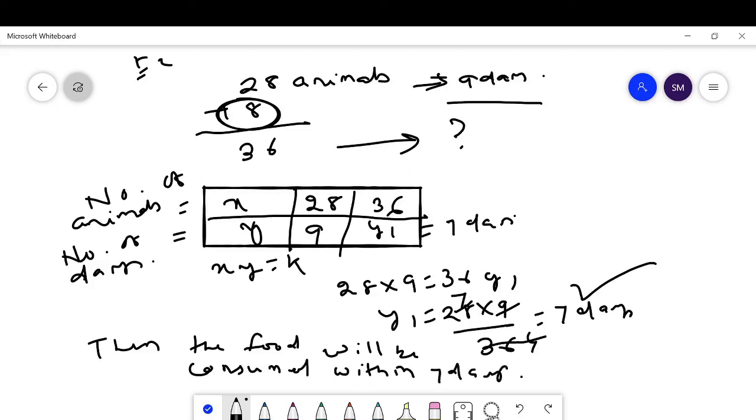Okay. Then students, please do all your questions and at first try to understand whether the question is direct variation or inverse variation. Then use the formula for direct variation, x upon y constant, and for the inverse variation, x into y constant. Okay.